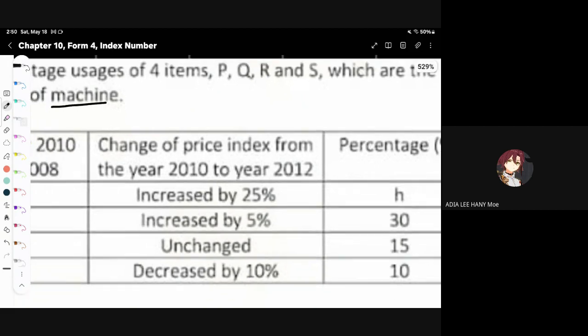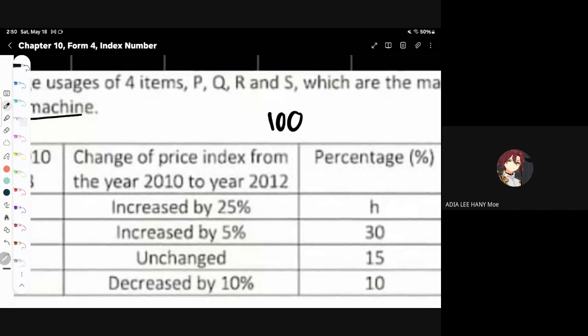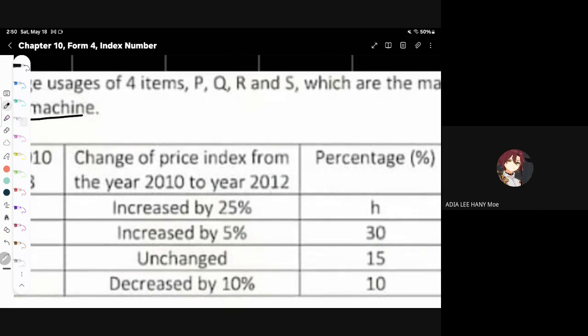Okay, the answer, the price increased by 25%. Remember, the original price is 100%, right? The answer is 125. So simple. 100 is the original. They say increase by 25%. So it should be 125. Just imagine a line of 100. They say increase by 25%, so it should go above the line by 25. So 125.